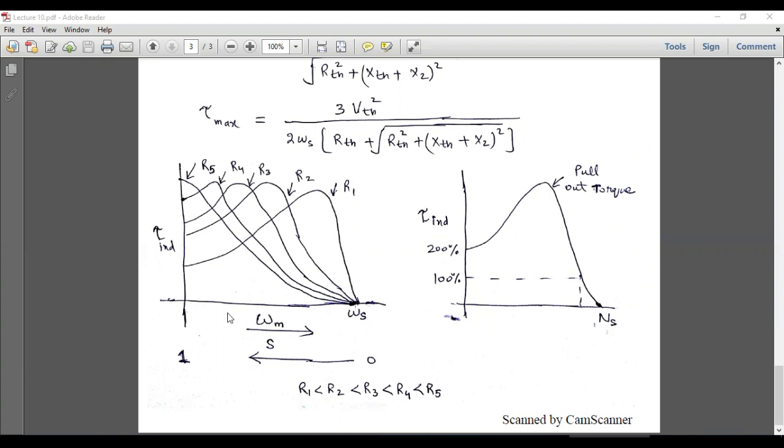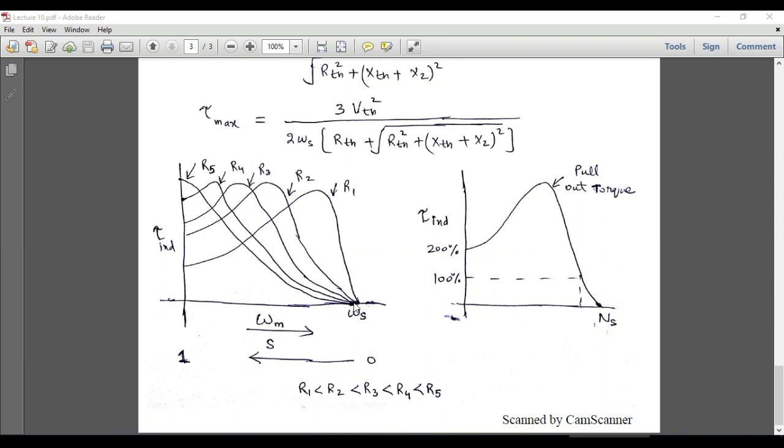So in that case, slip was actually varying from left to right. Here we are plotting the induced torque as a function of omega m. So in that case, the slip will be opposite. This point, at which the slip is equal to 1, corresponds to the starting torque.